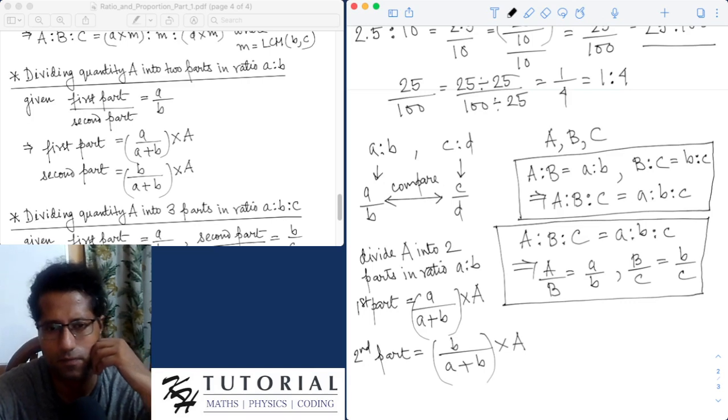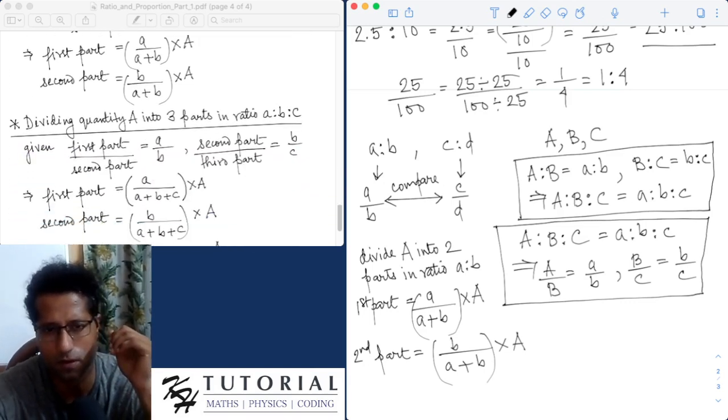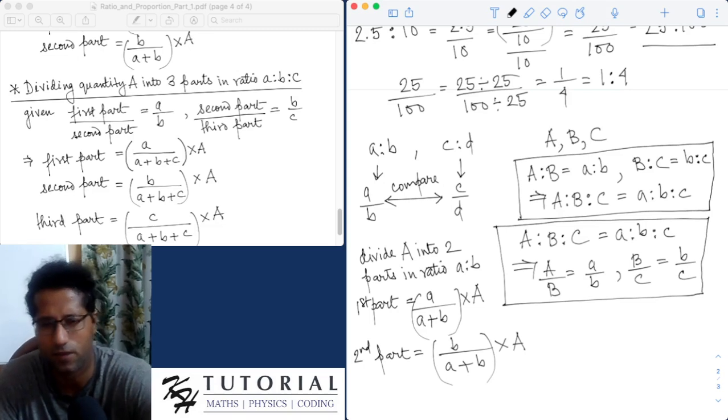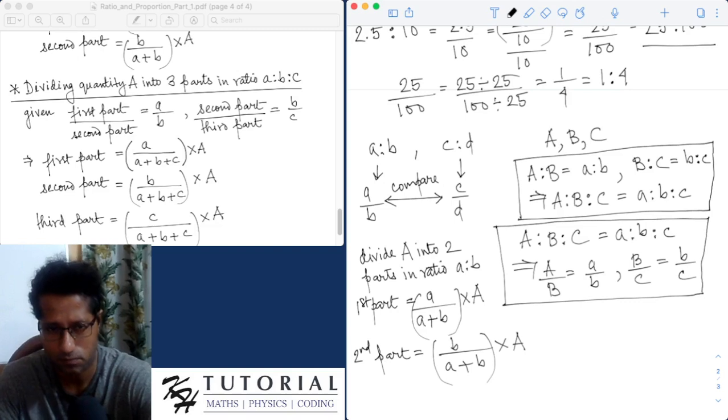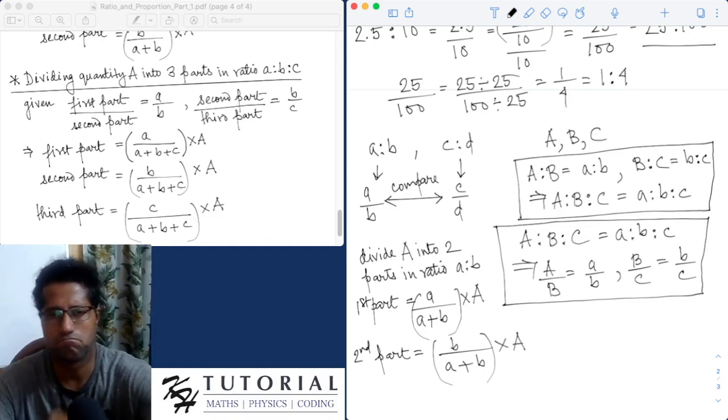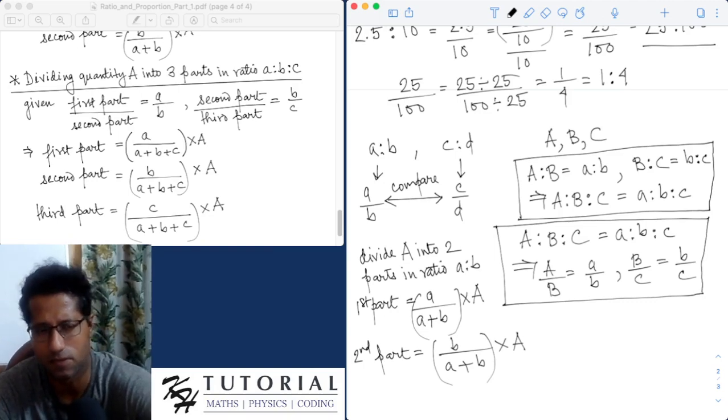The same logic or formula will work if you have to divide the quantity A into three parts where the ratio of the three parts is given. So in the notes you see dividing quantity A into three parts in the ratio a is to b is to c. This is the ratio of the three parts that you have to divide from the total quantity A. That means the first part divided by the second part will be a by b, and the second part divided by the third part will be b by c.